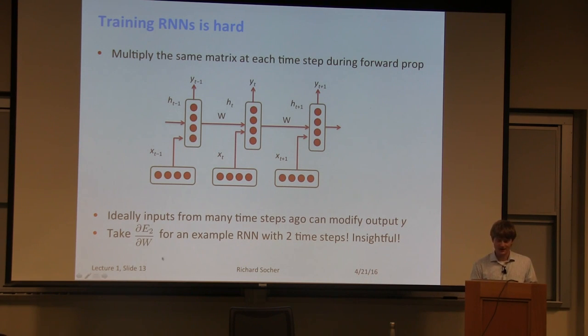And so as we're trying to take the derivatives here with respect to W at each of the time steps, we'll run into some problems. I encourage you to really go take a 2 time step recurrent neural network, and just derive the derivatives here, for instance, the derivative with respect to W over a certain prediction at time step 2. It'll be a great exercise. It's very insightful.